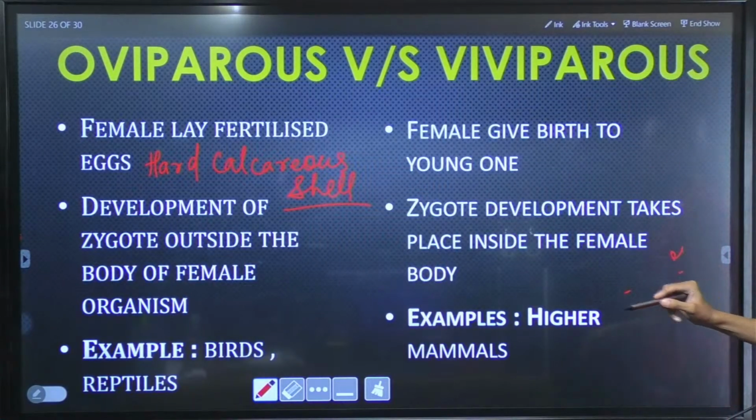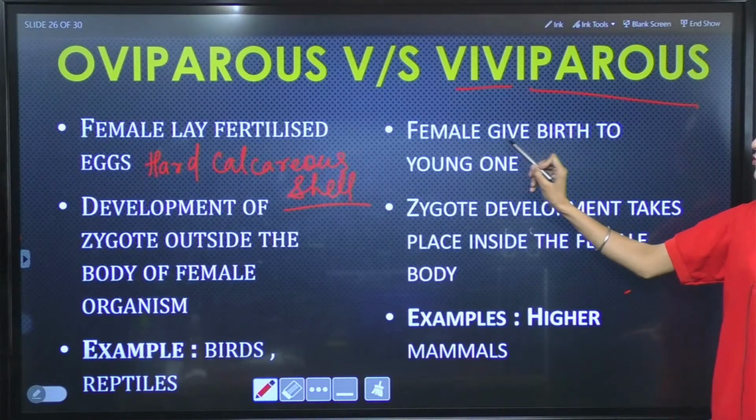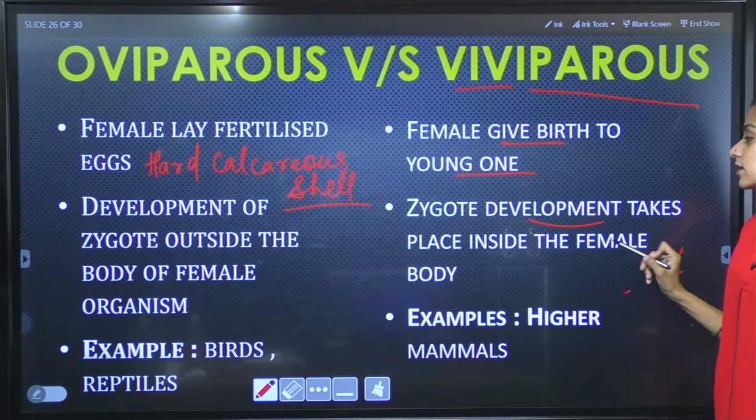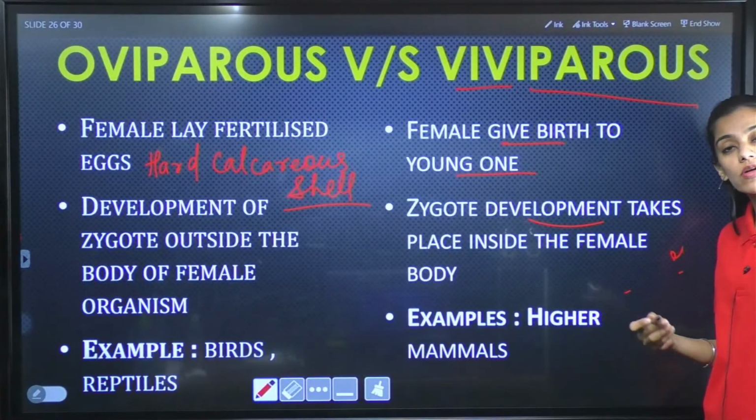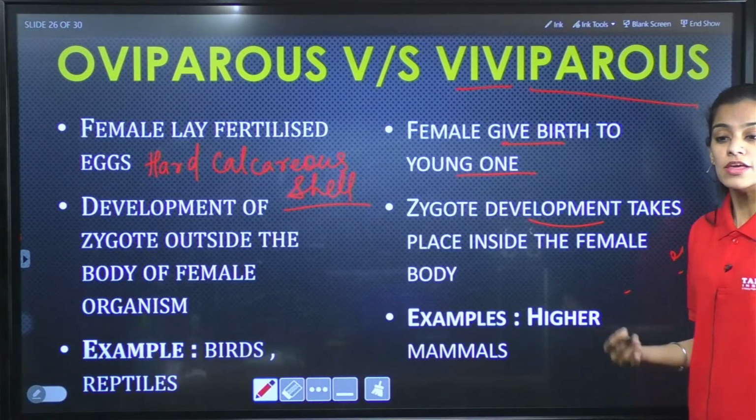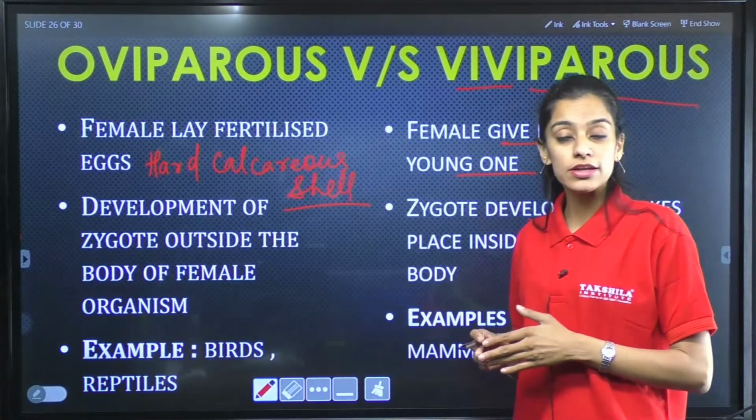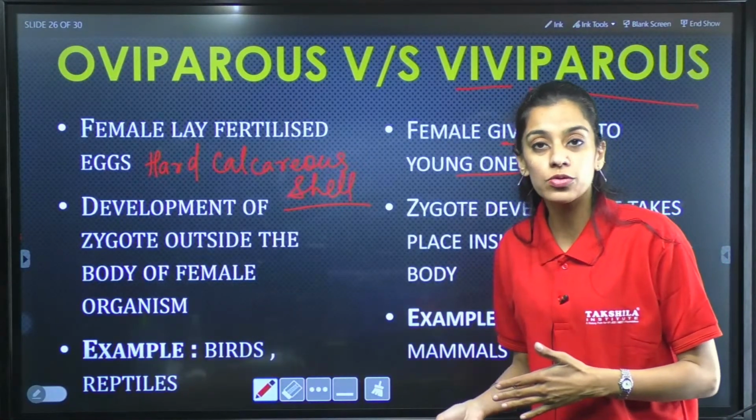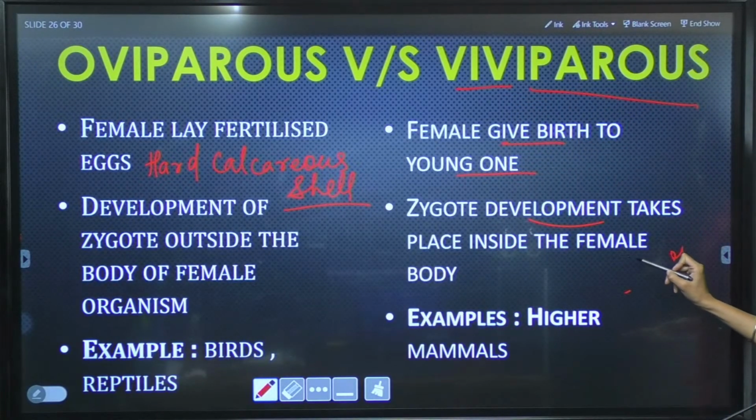On the other hand, if we come to the viviparous condition, that is where the female gives birth to the young one, and development takes place inside the body of the female. Obviously, जब भी fertilization होगा, fertilization के बाद के जितने भी divisions होंगे कुछ time के लिए, up till it reaches maturity or up till it is well versed with the environmental conditions where it would be surviving. So in that case, the zygote development takes place inside the body of the female.